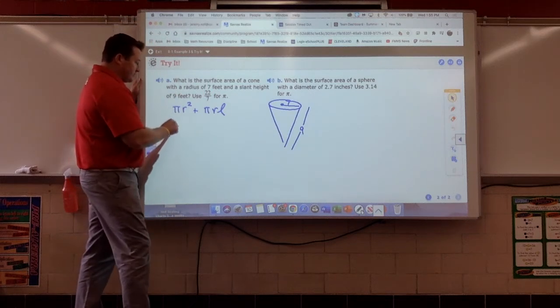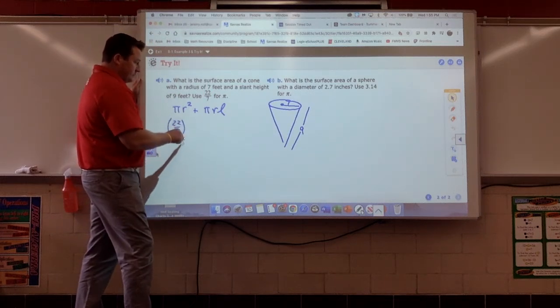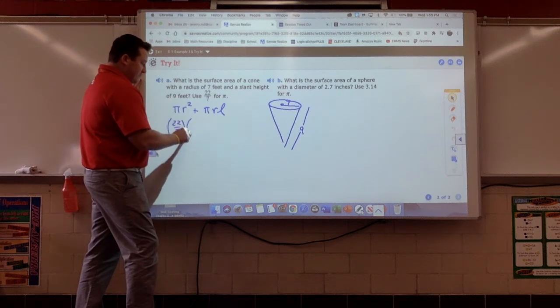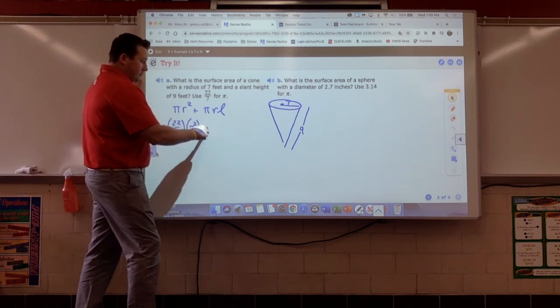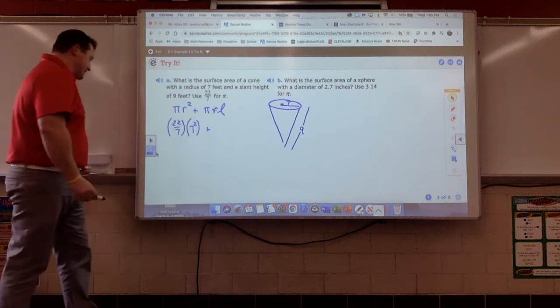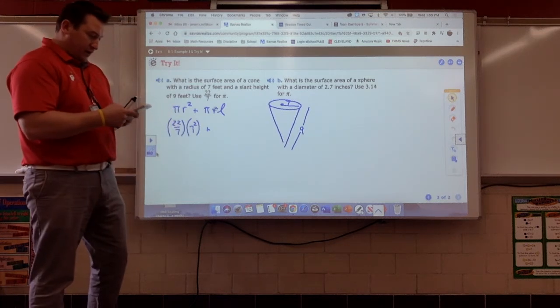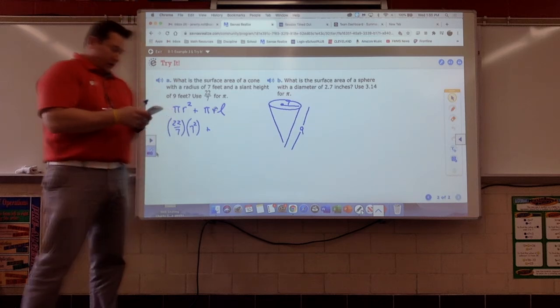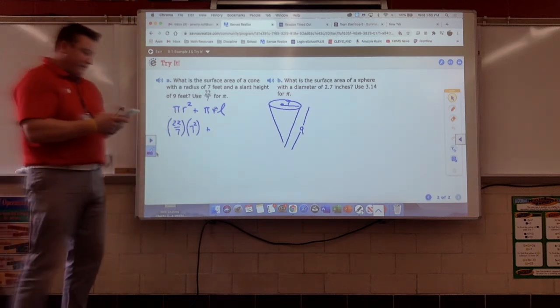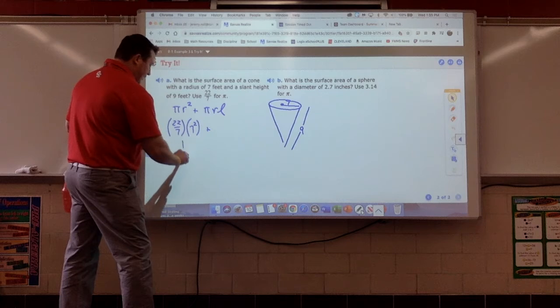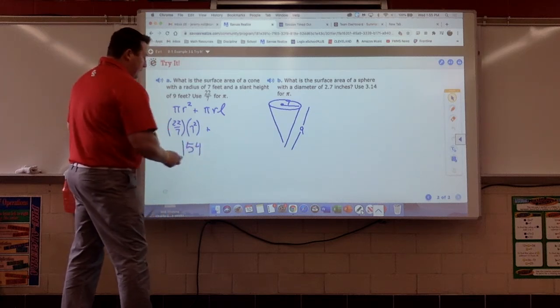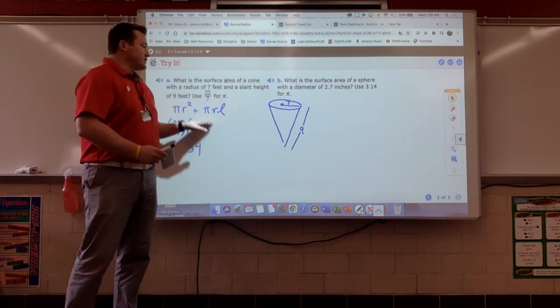So this is going to turn into 22/7 times the radius squared, 7 squared. Let's figure out what number this is. I have a feeling this is going to turn into a good number here. I'm not super good at times, I'm going to say 49. This turns into 154. I was right. Okay, now let's work on the second half.